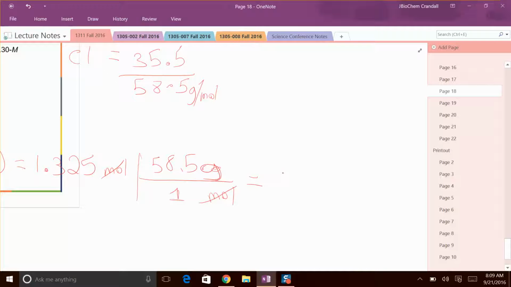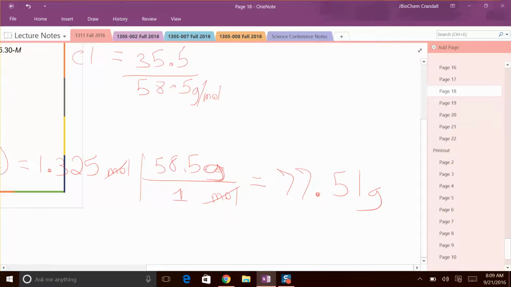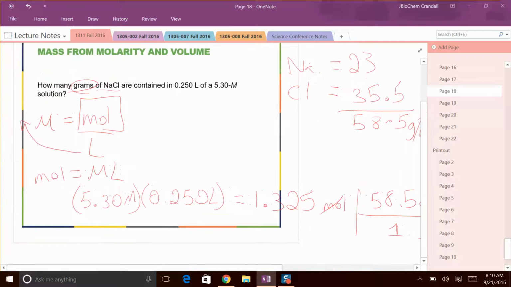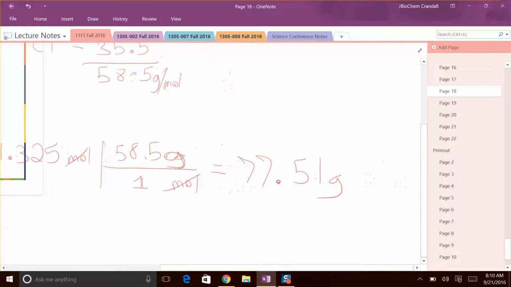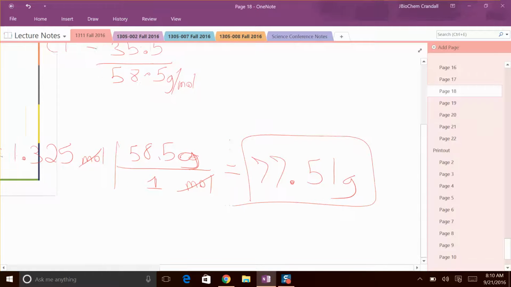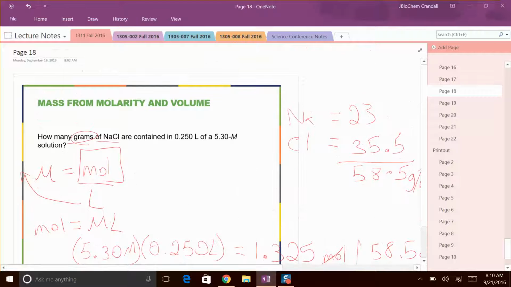I'm sorry, say it again. 77.51. Okay, 77.51 grams. So that's how many grams of sodium chloride are contained in 250 milliliters of a 5.3 molar solution. 5.3 molar is pretty concentrated, so you would expect a pretty good amount of grams. Okay? All right. So it's simply knowing the process. What am I going to solve for? And then I have to convert to grams, from moles to grams. Okay?